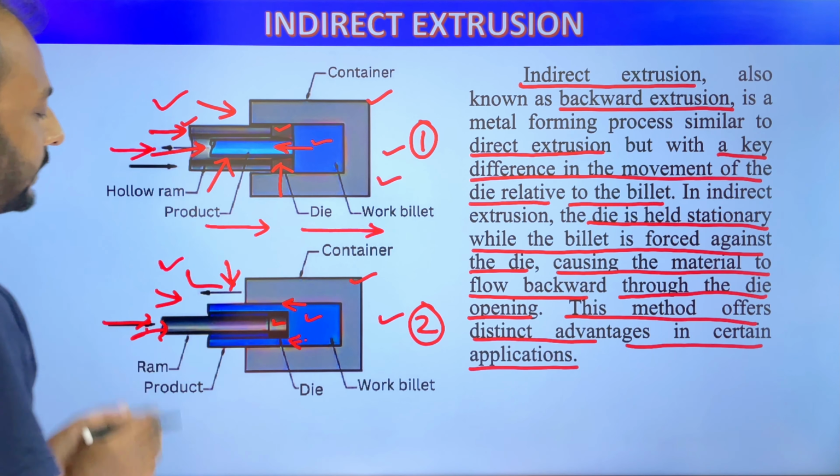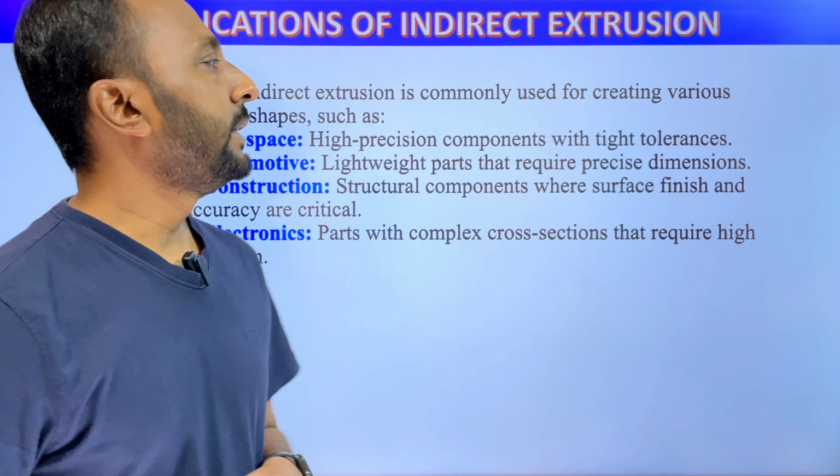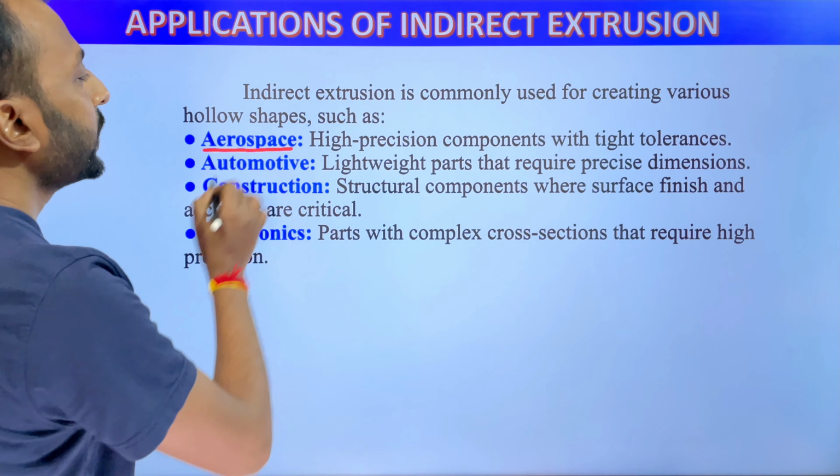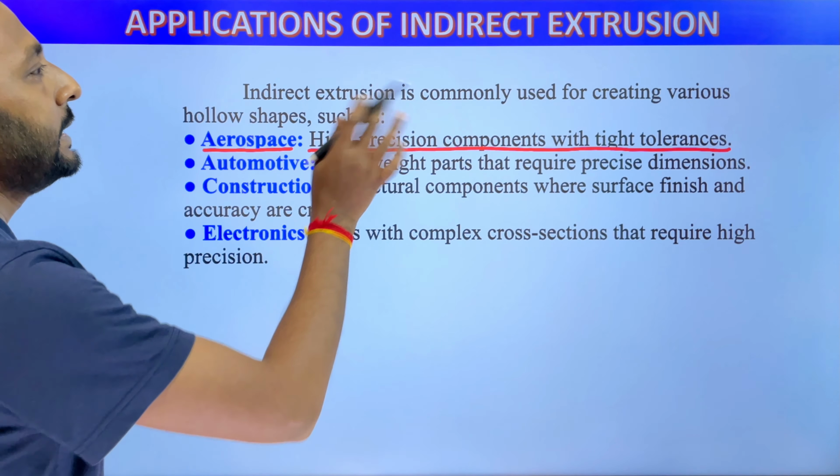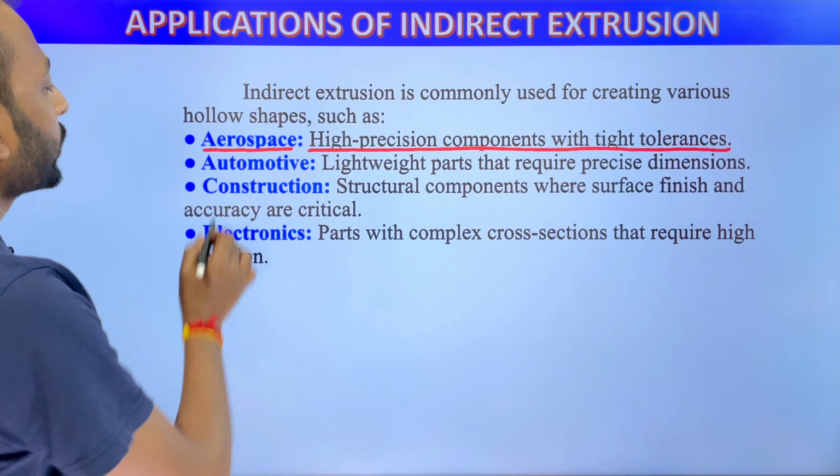Let's now see the applications of the indirect extrusion process. Indirect extrusion is used in various industries. First one is the aerospace industry: high precision components with tight tolerances are made using indirect extrusion. Next, in the automotive industry, lightweight parts that require precise dimensions are made using indirect extrusion. Next, in construction, structural components where surface finish and accuracy are critical are made using indirect extrusion. Next, in electronics, different parts with complex cross sections that require high precision are made using indirect extrusion.